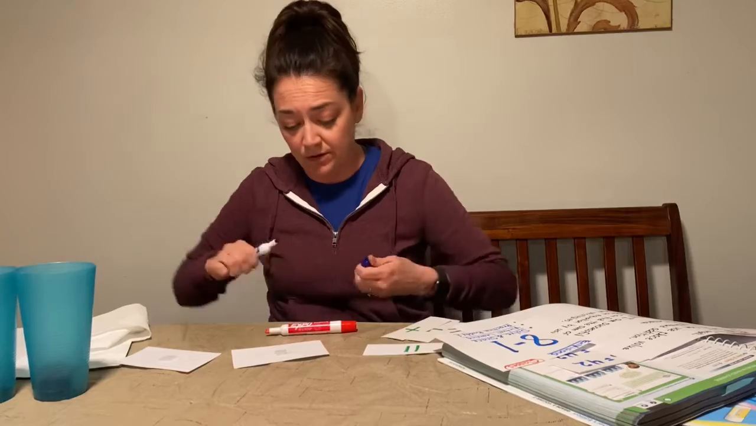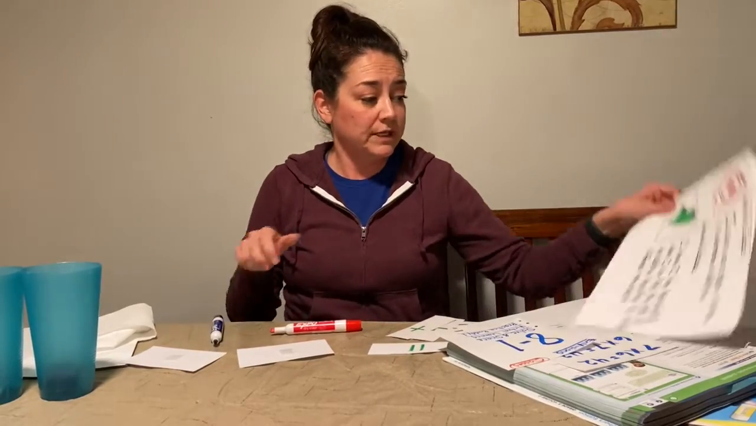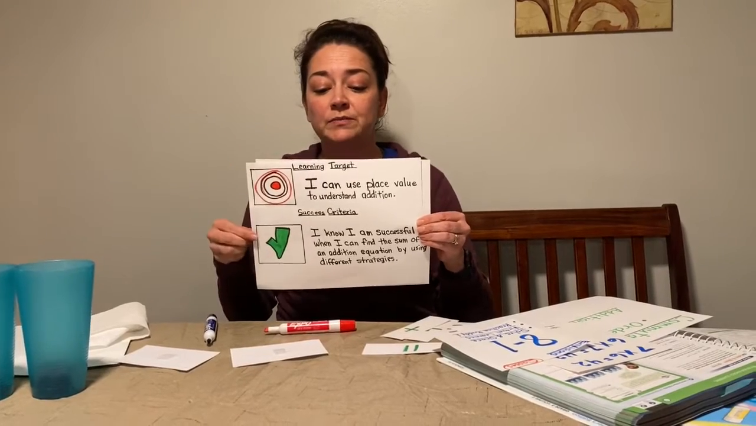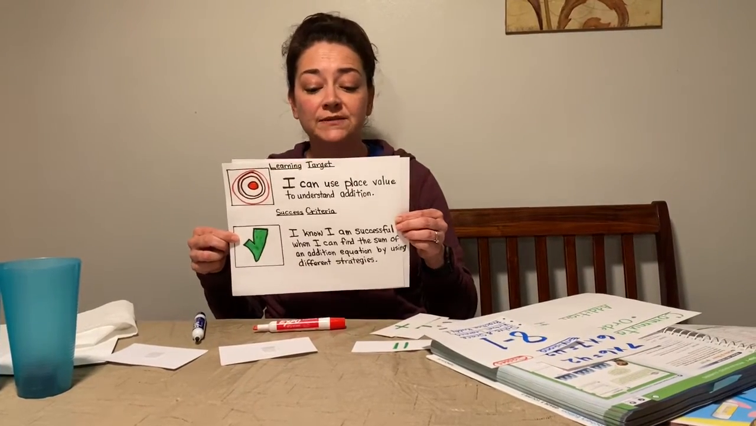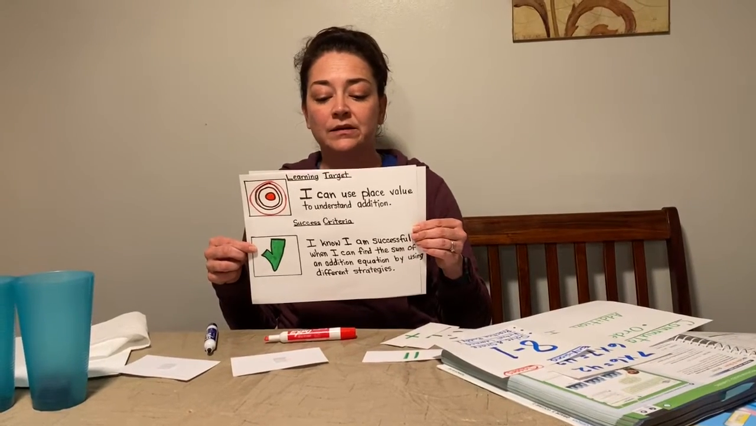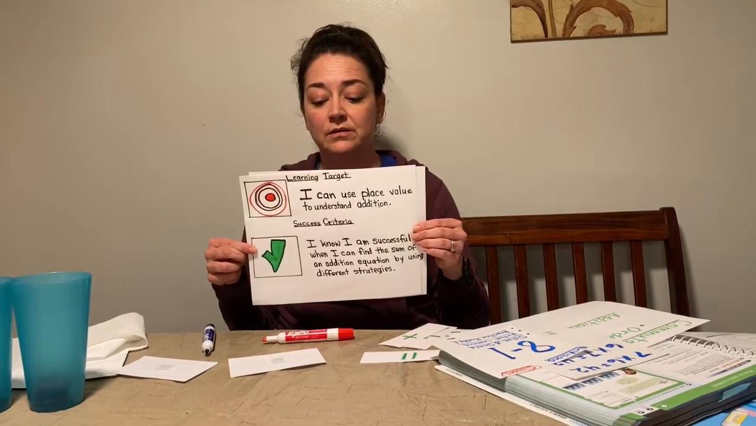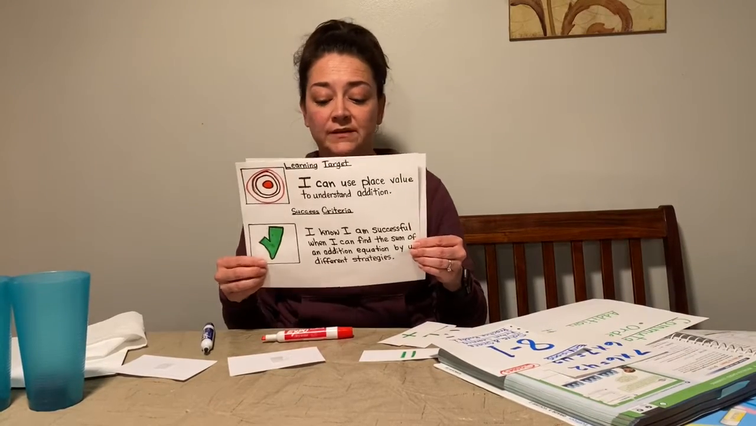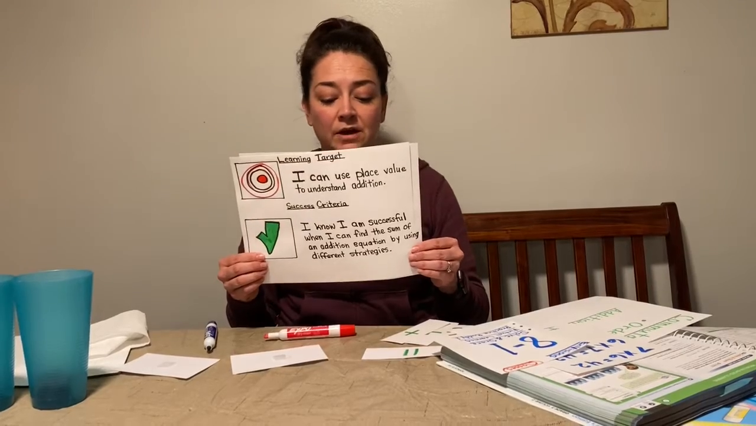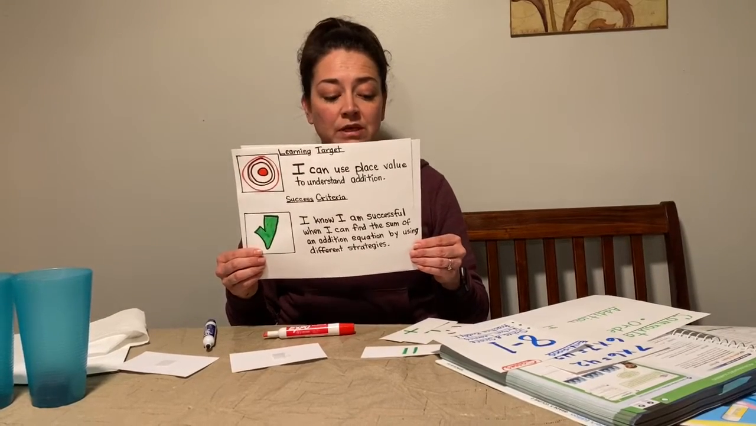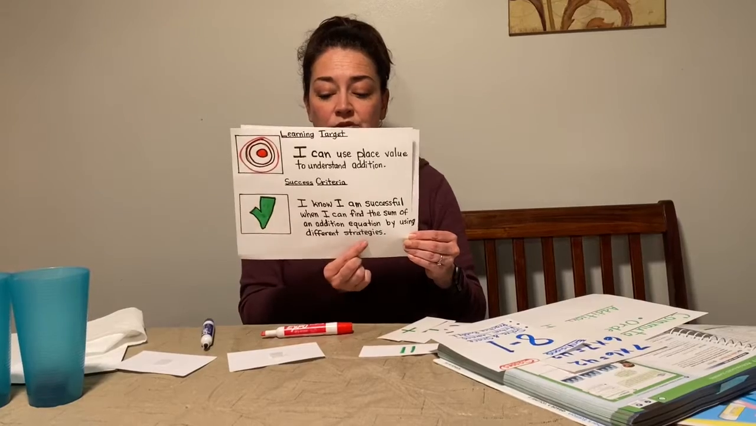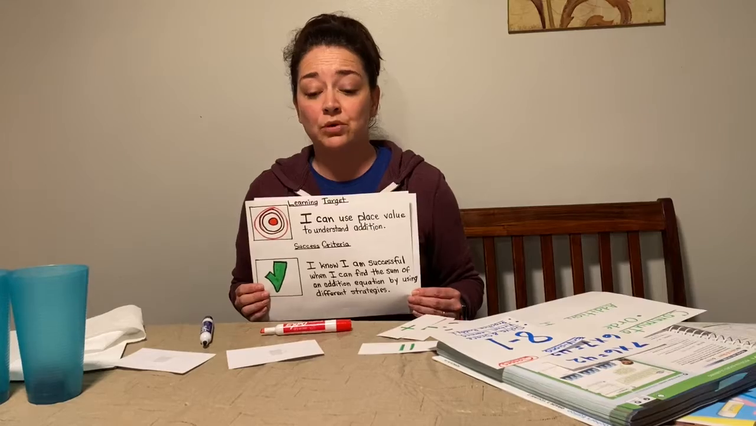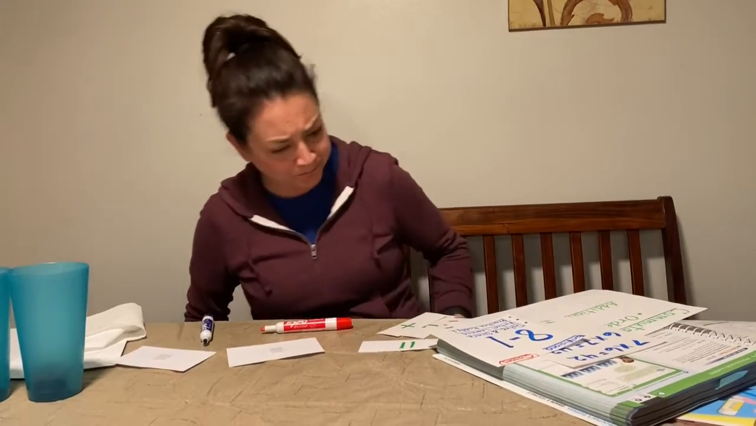Let's go over our standard, our learning target for today. So our learning target for today is going to be I can use place value to understand addition. Okay, and our success criteria is going to be I know I am successful when I can find the sum of an addition equation by using different strategies. Okay, so that's what our focus is in today's lesson with 8.1 or 8-1.